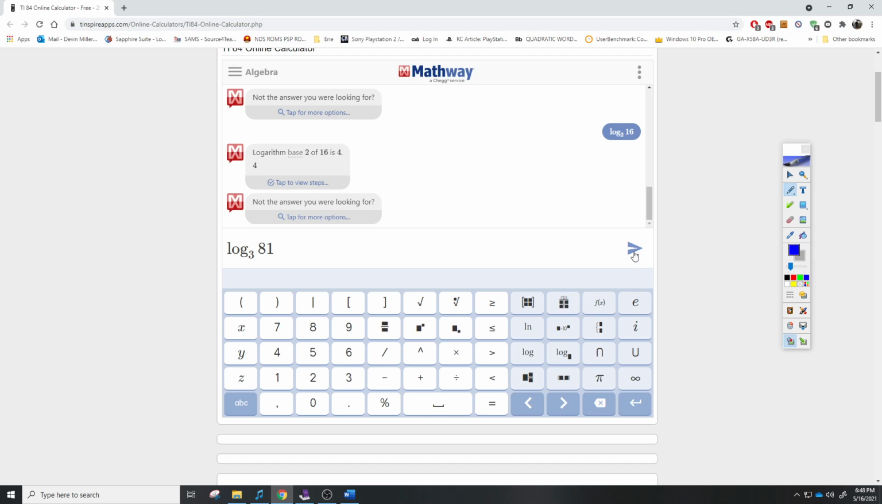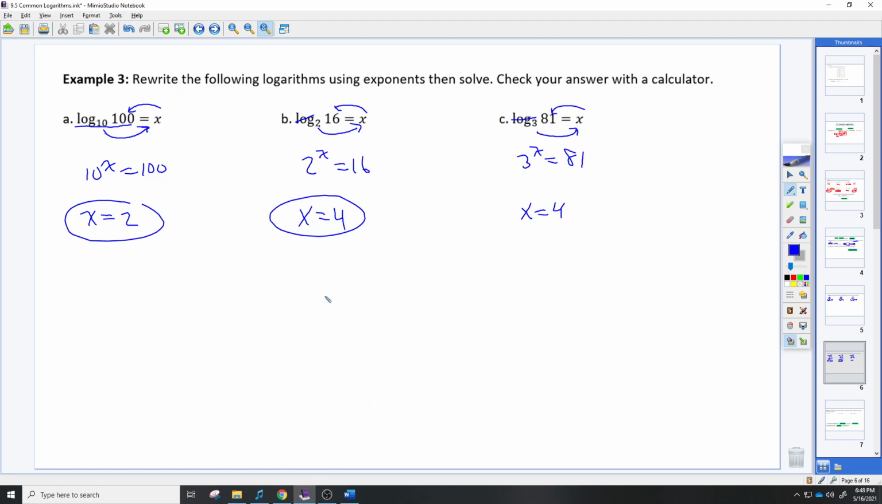There we go. And so that would be 4. So they're both 4, and so we checked it with the answer of the calculator. So that's how you kind of go back and forth between the two.